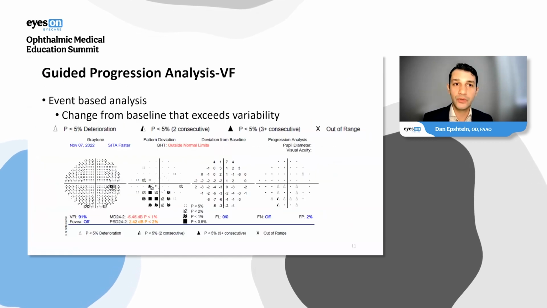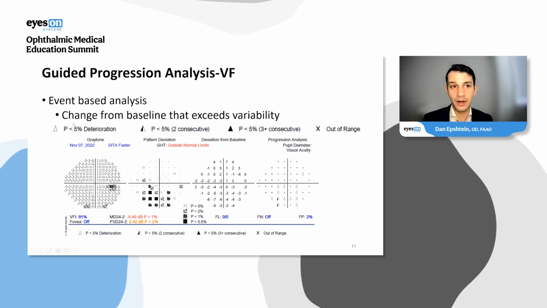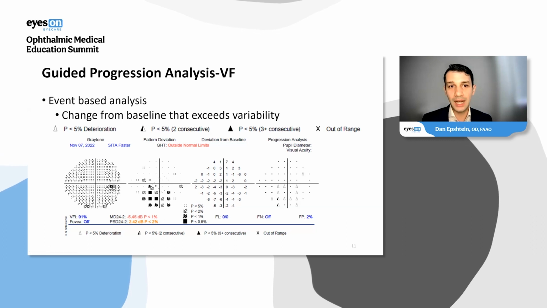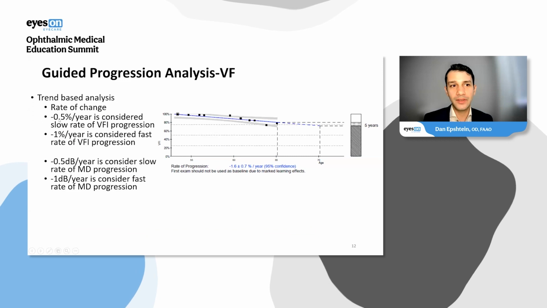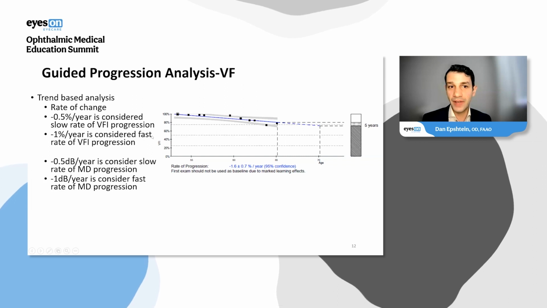And that's what we're going to look for in our event-based analysis: you're going to look at each of these points, and you're going to look at the triangle symbol there. So a white triangle means it's 1 visual field exceeding baseline variability. Half black, half white is 2, and then all black is 3 or more. When we look at a trend-based analysis, a VFI difference of -0.5% per year is considered slow rate of progression. -1% per year is considered fast progression.